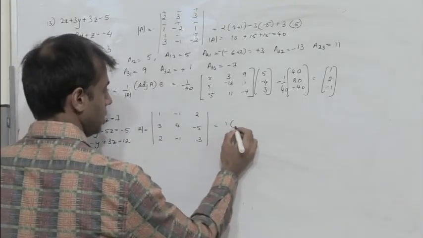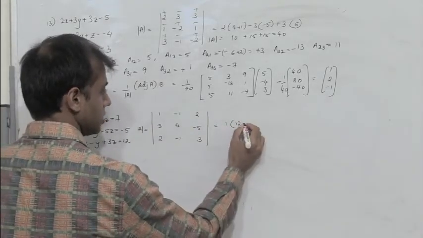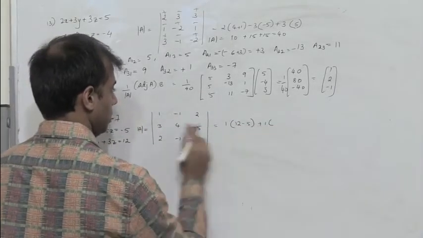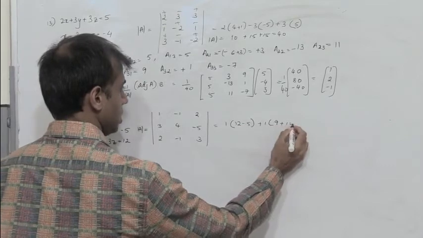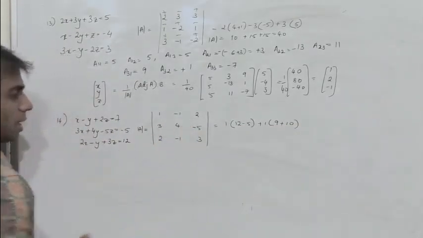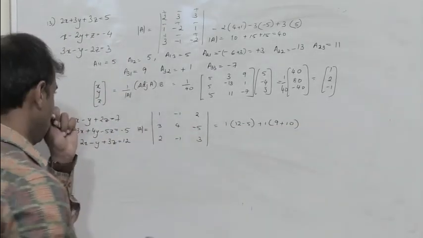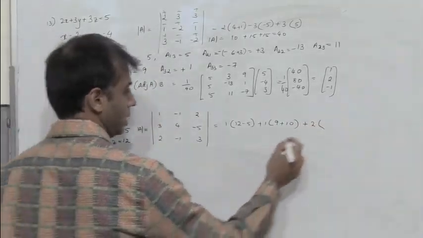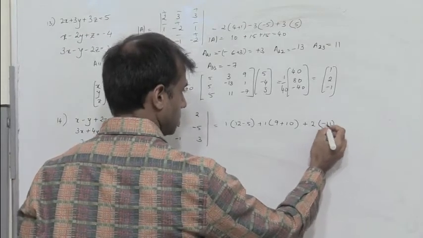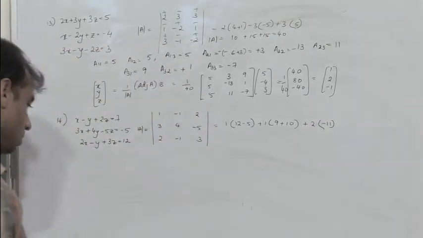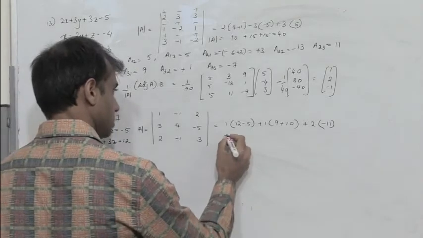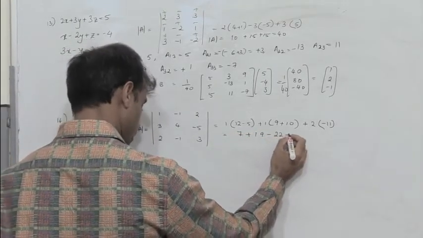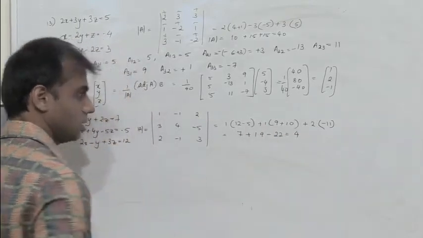So this is equal to 1 into 4 into 3 is 12, minus 5. Minus of minus 1, which is plus 1, 9 plus 10. So this is 3 into 3, minus of minus is plus 10. Then we have plus 2 into minus 3 minus 8, which is minus 11. So we get 7 plus 19 minus 22, which gives me 4. So this is determinant A.